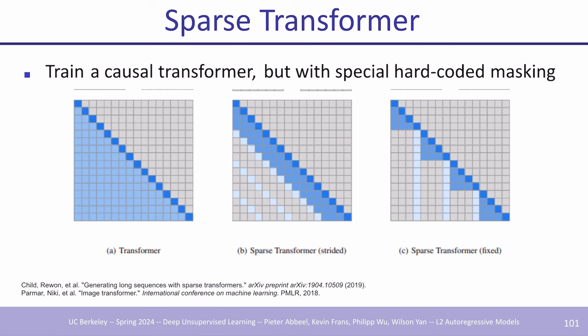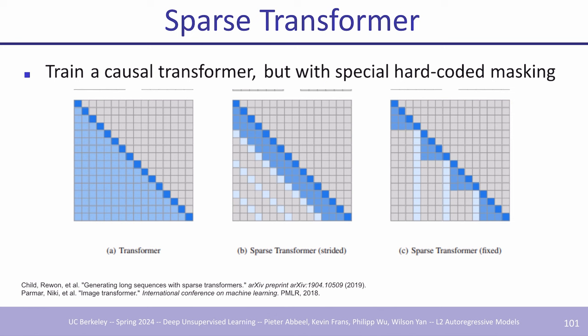So this prompted some work into designing architectures or transformers that can still do attention and attend to most of the context, but with a specific masking structure. On the left here, you have the standard causal mask, so you can attend to everything before. And the other two are still causal. They still follow the autoregressive property because there are no blue tokens in the top right, but some of the ones in the bottom left are also masked out.